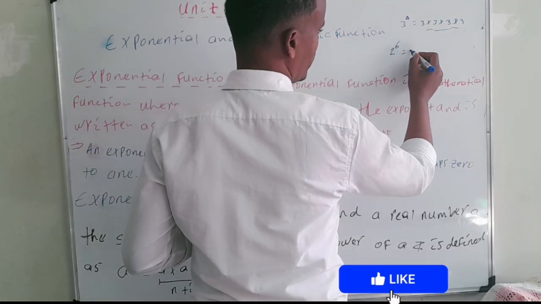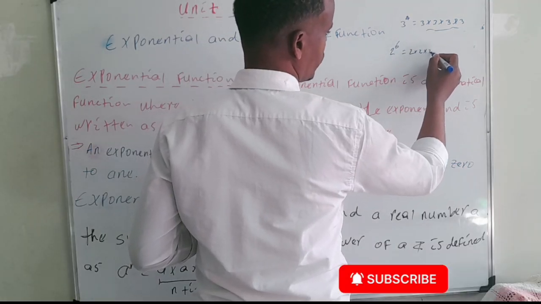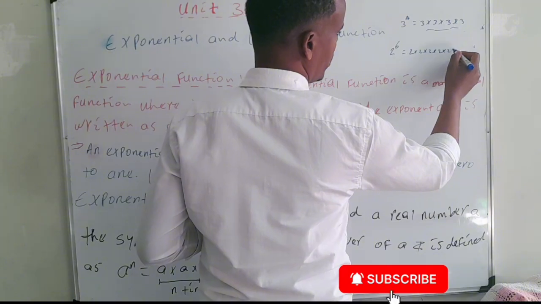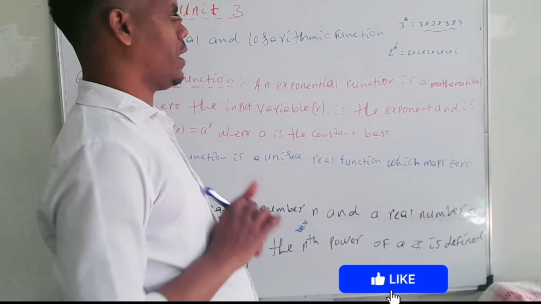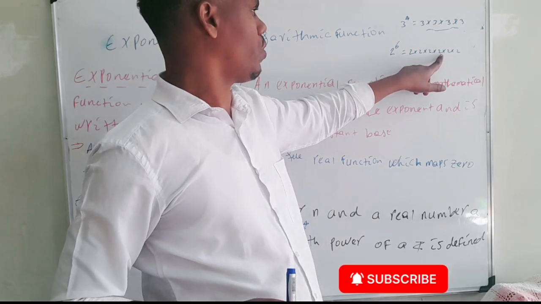For example, take 2 to the power of 6. 2 to the power of 6 means 2 times 2 times 2 times 2 times 2 times 2. How many times? 6 times. That means 1 2 3 4 5 6.